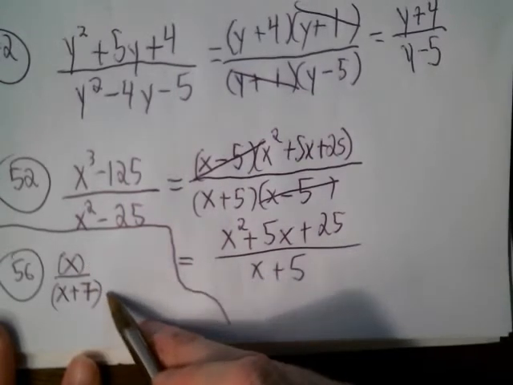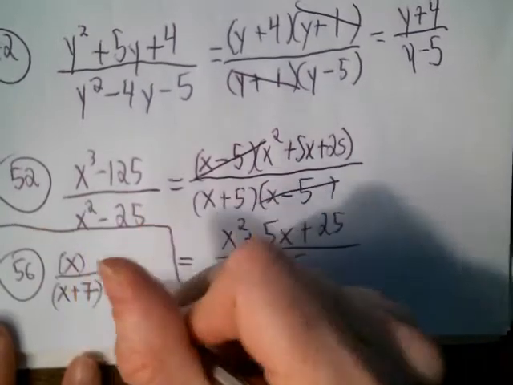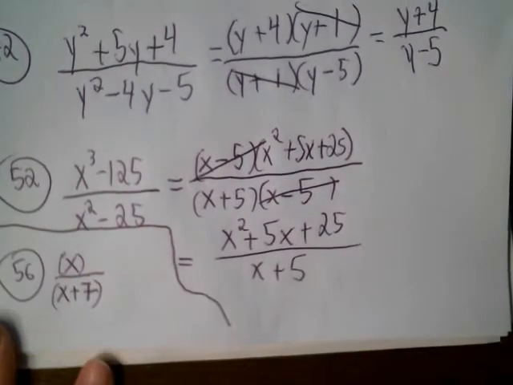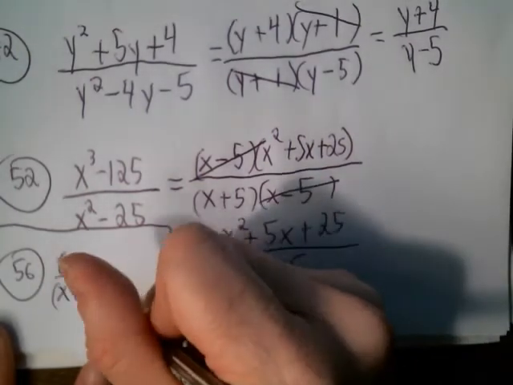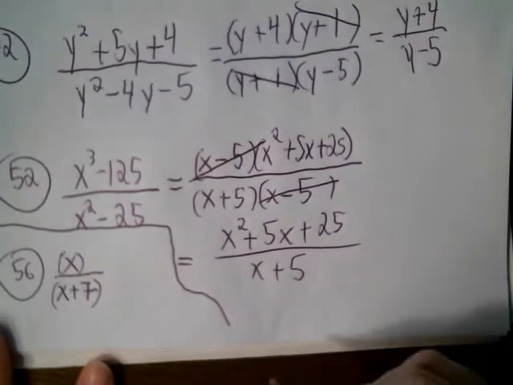If you don't see just an x down here, you can't get rid of it. Okay, so there's no way to factor this thing. It's already simplified. It's in its simplified form. You're done. Okay.